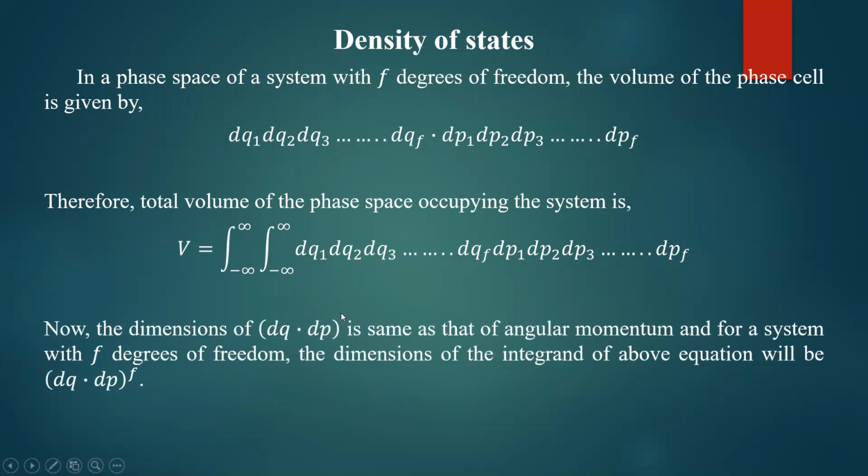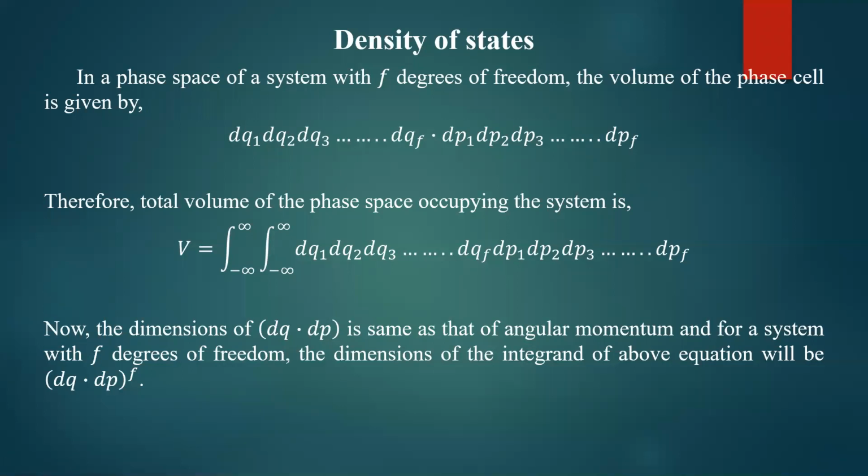Now you collect the terms dq1 into dp1. Similarly, you collect the terms containing dq2 and dp2. So like that, if you collect, then you will get a dimension of this dq into dp that is the same as the dimension of angular momentum. And for a system with f degrees of freedom, the dimensions of the integrand of the above equation will be dq into dp to the power f. If you take only the dimension, then the dimension of this volume of the phase cell is equal to dq into dp to the power f.